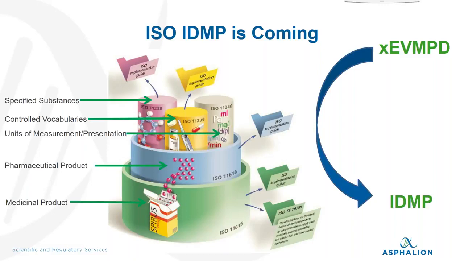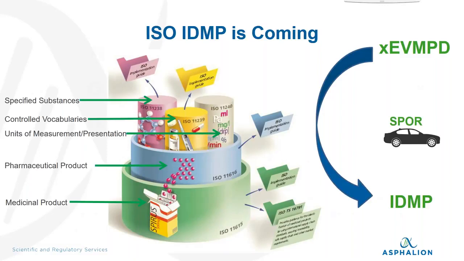And in order to get from XEVMPD to IDMP, it's also clear that we need some controlled vocabularies. And that's why we have a vehicle that's called SPOR that EMA has set up as a master data system to get from XEVMPD to IDMP and structured data.